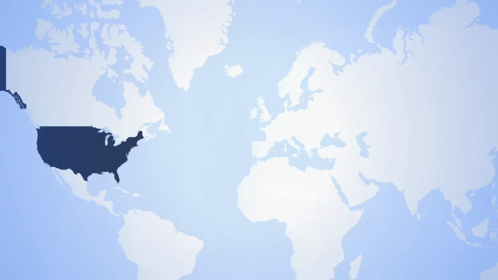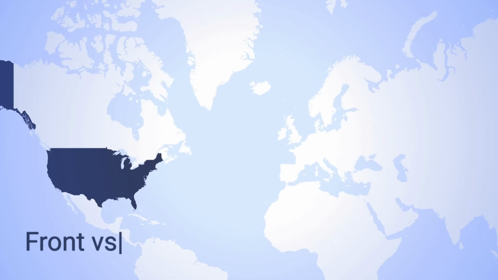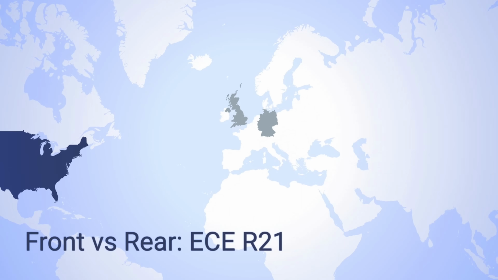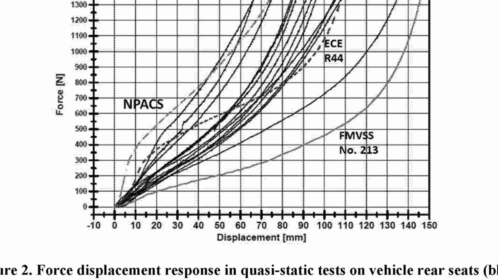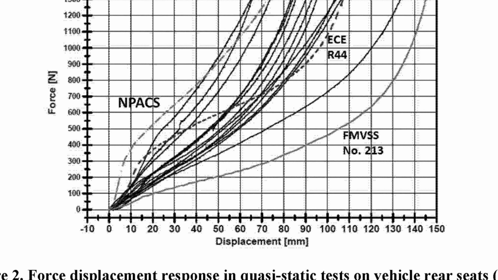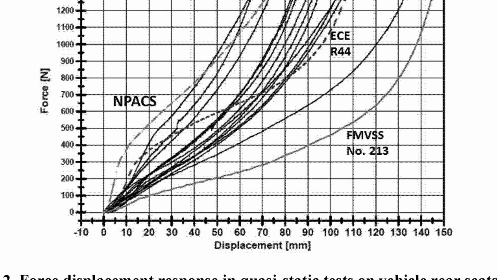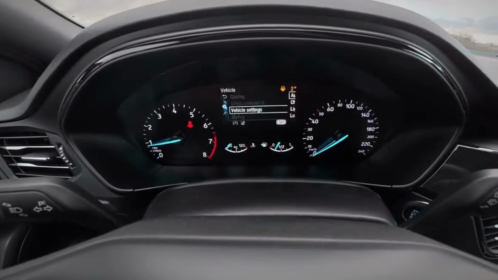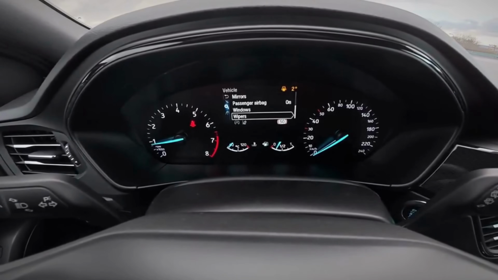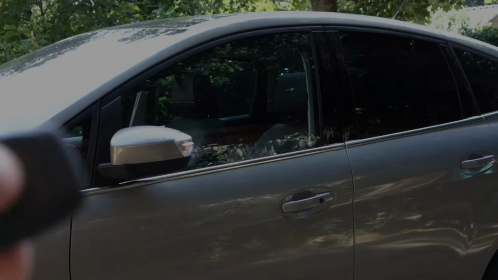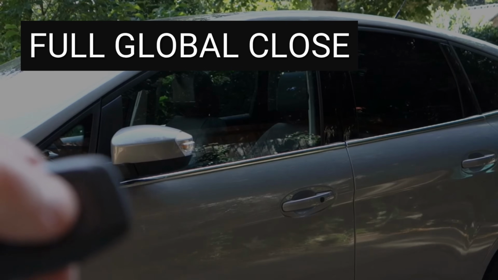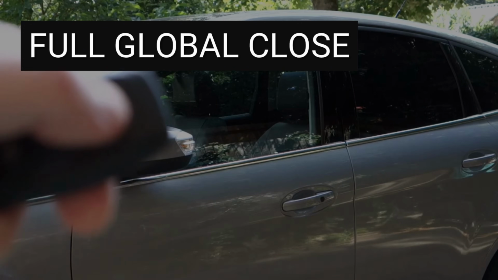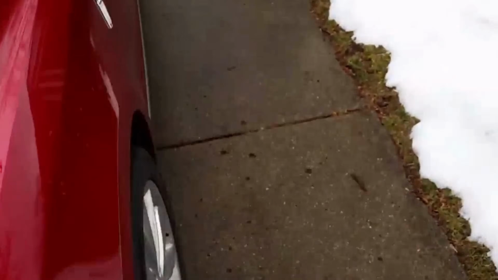Ford European vehicles have different configurations and comply with ECE R21, which is the European equivalent of FMVSS 118. The European standards have similar anti-pinch requirements, but the implementation and certification process differs, which is why European Ford models have had full global open and close functionality for much longer. But here's where it gets frustrating.